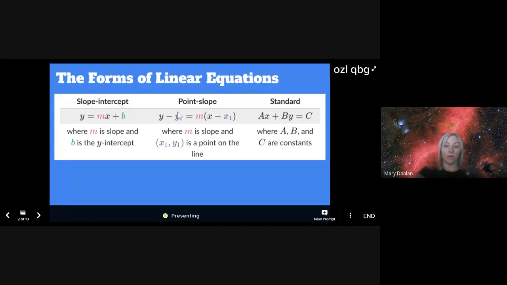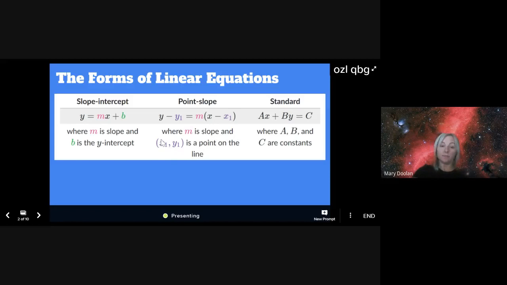If your equation is in point slope form, it would look like this: y minus y1 equals m times the quantity of x minus x1. M, just like over here, represents the slope. That's how steep the line is. It could be positive, it could be negative, it can be 0, it can be undefined. For linear equations, there are 4 types of slope.